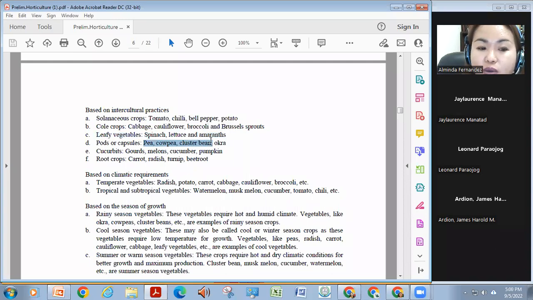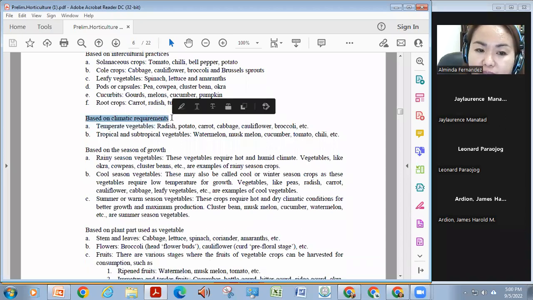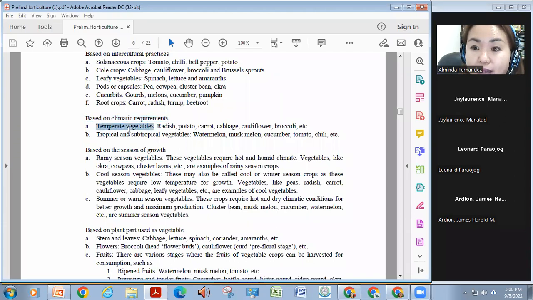Pea, cowpea, and so on are pods or capsules, or otherwise they are also legumes. And cucurbits, like gourds, melons, cucumber, and pumpkins. And root crops, carrot, radish, turnip, and beetroot. Ayun. So, there's a lot of ways to classify vegetables. No? Another one is based on climatic requirements. Whether temperate sila, ibig sabihin malalamig, and tropical, ibig sabihin mainit, no? So, although in the Philippines, we can grow them both doon sa highlands.